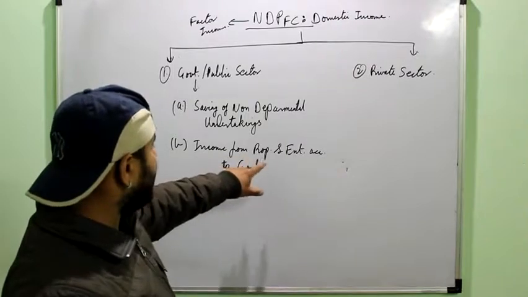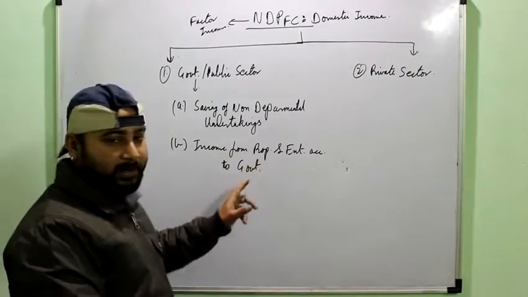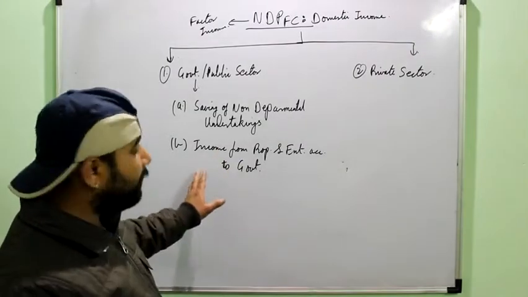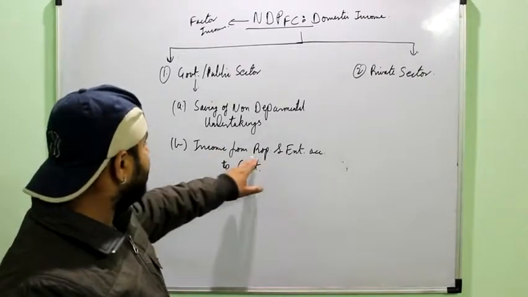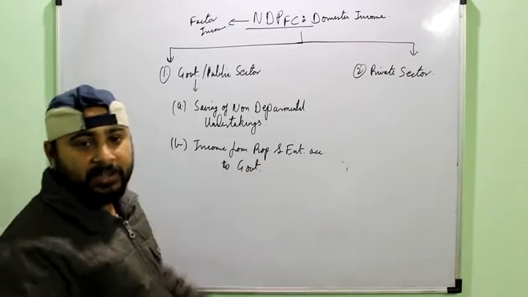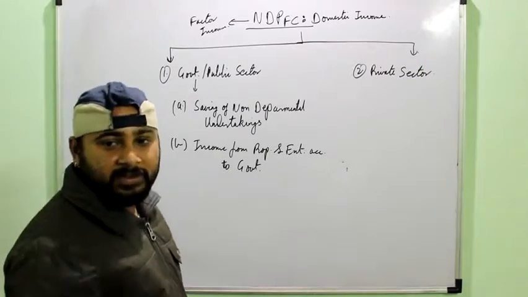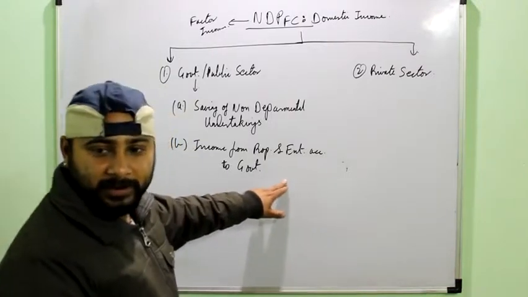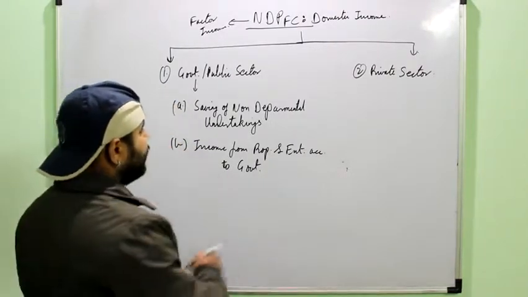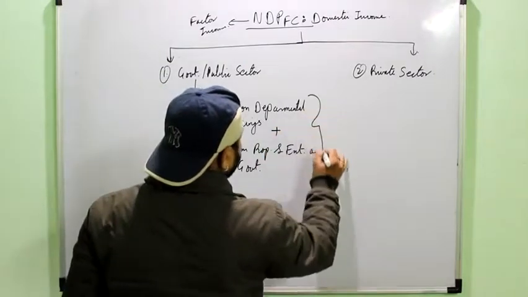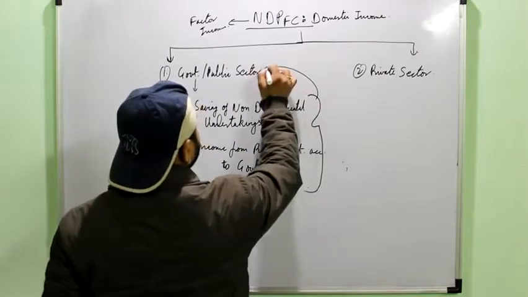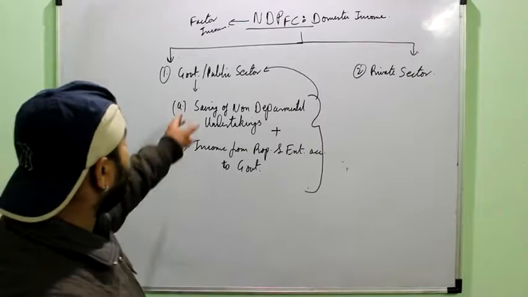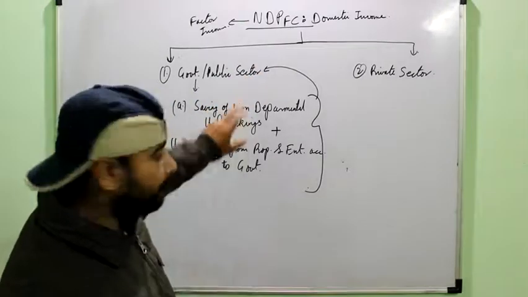Then income from property and entrepreneurship accruing to the government: government properties are there, government guest houses are there, government grounds are there where you can organize a certain event but the government will charge certain rent from you. That is the income from property. And entrepreneurship, the government is working as an entrepreneur, like for example the railways, BSNL, BHEL, these are the organizations or the businesses where the government is operating. So if we add these two incomes, then we get the total income accruing to the government from the NDPFC, that is the part of the NDPFC which the government has earned.